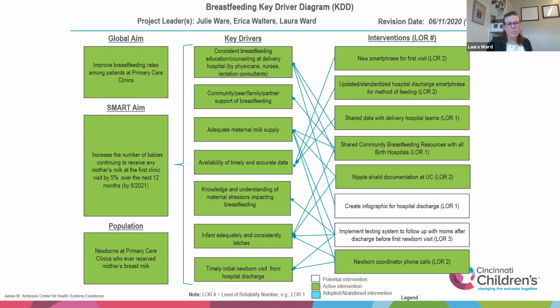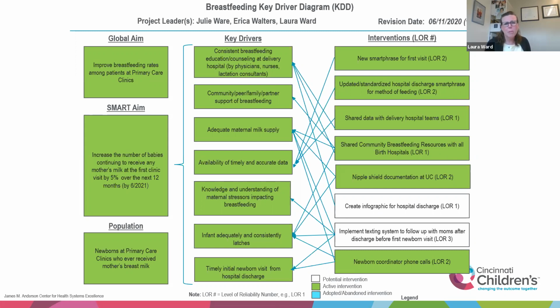So now our interventions, which are in the right-hand column. These are the what's. These are what we have focused on. So we've targeted the medical records at both the birth hospitals as well as the hospital clinics with SMART phrases to ensure that we're getting consistent, accurate data regarding feeding method. We've shared our data on breastfeeding rates at the first newborn visit with breastfeeding quality improvement teams that meet monthly as a region. And we've also shared breastfeeding resources with these teams so as to bridge the gap between hospital discharge and follow-up. Lastly, our newborn coordinator in our clinic has made phone calls with our moms to check in.